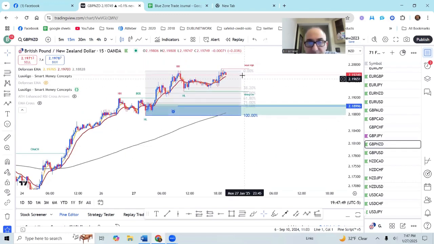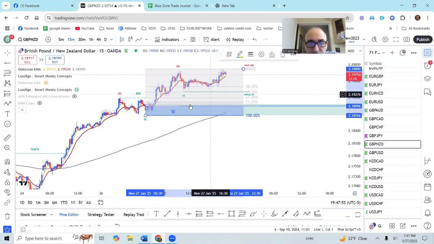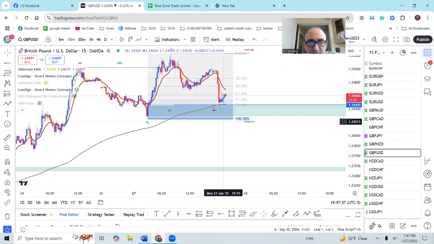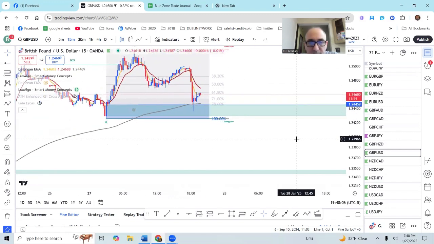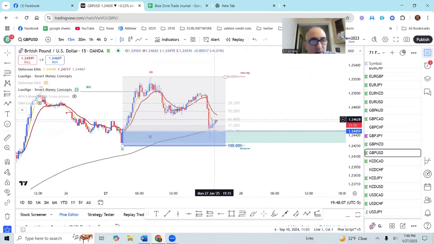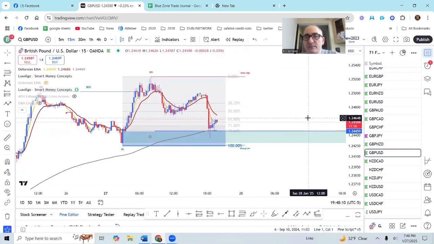GBP NZD, this just moves up a little bit here. Just have to adjust that up a little bit. GBP USD. Okay, this one here has come down and our blue zone alert went off. So now we're waiting for a buy shift here on the 15-minute chart, GBP USD.